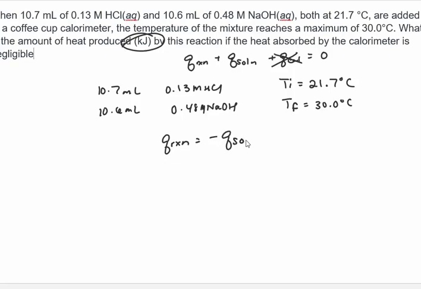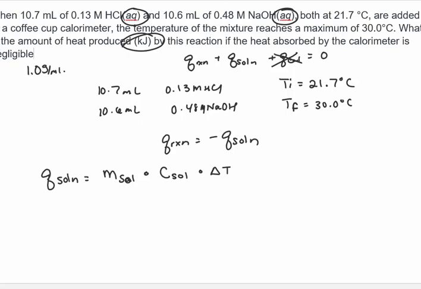We can calculate the Q of the solution. Now the Q of the solution, or the heat of the solution, is going to be equal to the mass of the solution times the heat capacity of the solution times the change in temperature. Now for the mass of the solution, because we're dealing with aqueous solutions, we can go with the general definition that the density of water is 1.0 grams per milliliter. That's close enough for what we need.